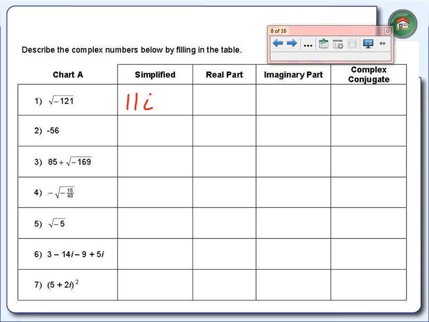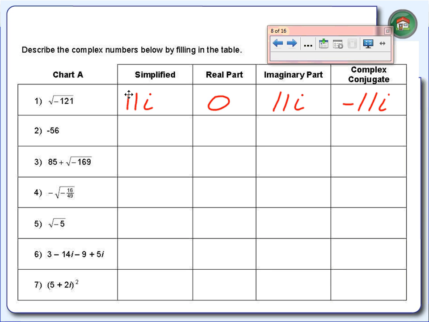Now they want us to identify the real part of that complex number. Well, do we have a real part? No. So what are we going to write here? 0. No real part. How about the imaginary part? The imaginary part for us is going to be the 11i. And Lindsay, what are we going to have for our complex conjugate? What's the conjugate of 11i? Negative 11i. That is correct. There's your first.